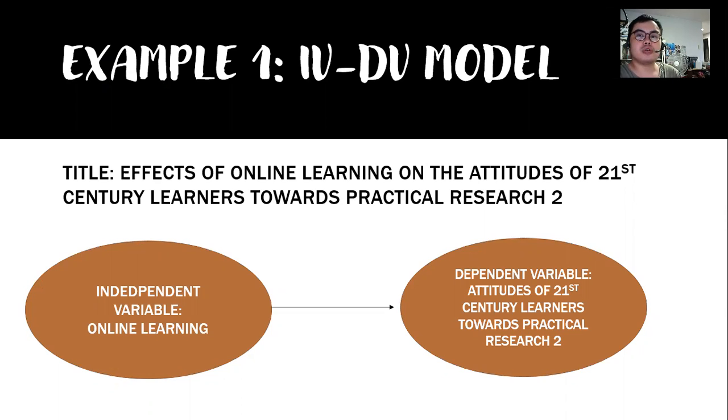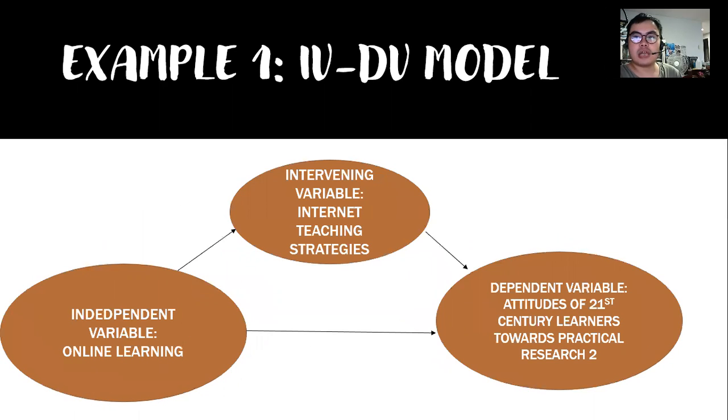Okay, so let me show you this model with an intervening variable. The intervening variable is the teaching strategies done on the internet. Why? Because it is the link between the online learning and the attitudes. These strategies help the students to improve their attitudes towards Practical Research 2 under online learning. So the internet teaching strategies come from the online learning.